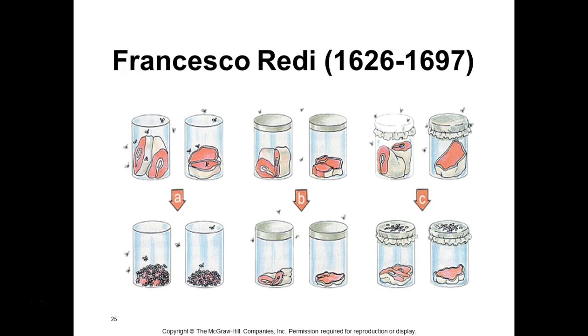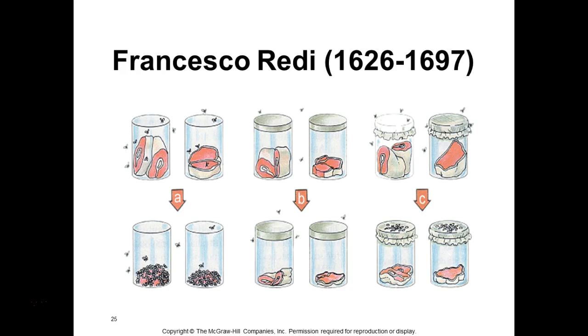So to demonstrate this, he took another set of jars and he sealed them. Did he end up with any maggots? No, because the flies couldn't get to the meat. Why are the flies laying their eggs on the meat? Yeah, to feed the babies. So when the babies hatch, the food's right there. Because she doesn't stick around, right? She just lays the eggs and off she goes.